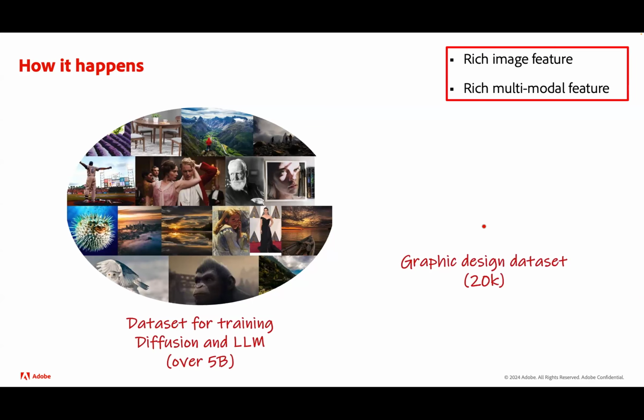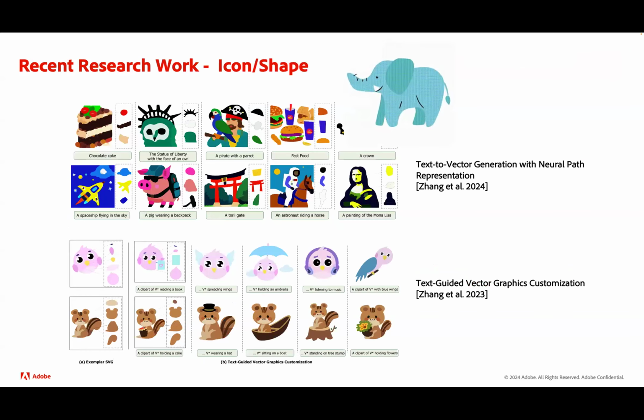So in the remaining time, I would like to quickly show a few of the works. Maybe Kota already showed some of them. These are recent research works that use this kind of model. For icons, these are two of our works related to representing the icon in the vector path. The first one is text vector generation with neural path representation. This will be presented at SIGGRAPH 2024.